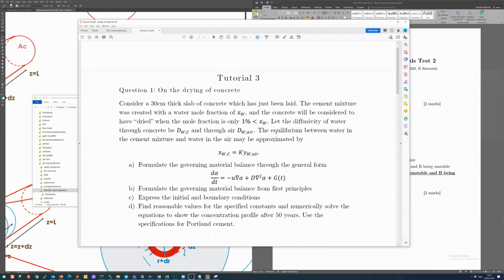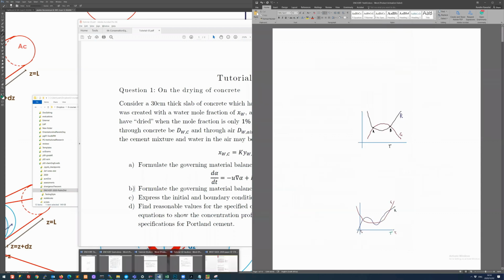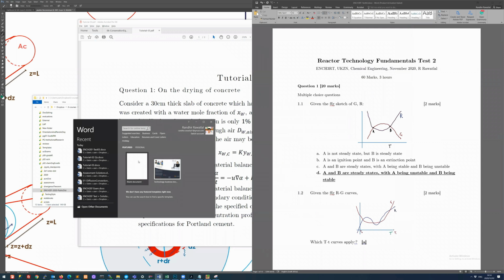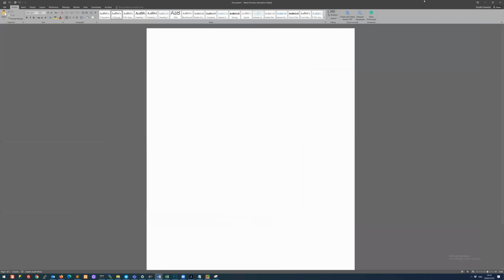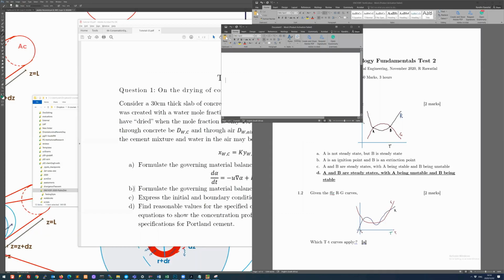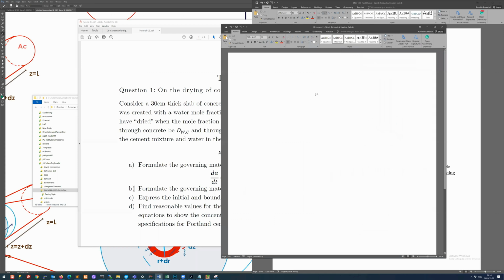Right, so the first step, formulate the balance. Well, in this case, it's saying formulate the governing material balance through the general form. And unfortunately, I didn't make a copy of that, but I'm just going to draw up a new one. So let's do it like this. Let's just write out the equation first.